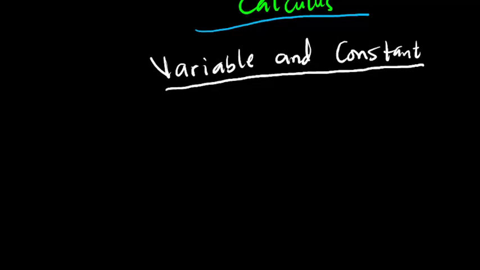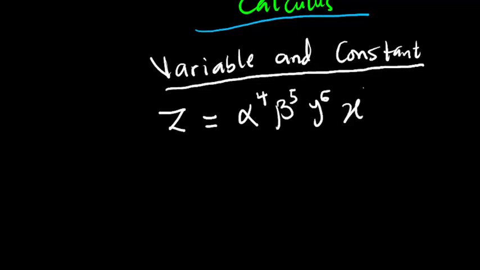Let's say we're given z to be equal to alpha raised to power 4, beta raised to power 5, y raised to power 6, x raised to power 7, and let's say d, let me use d, let's say k raised to power 10. Now, the first thing we have to understand here is the idea of variable and constant.